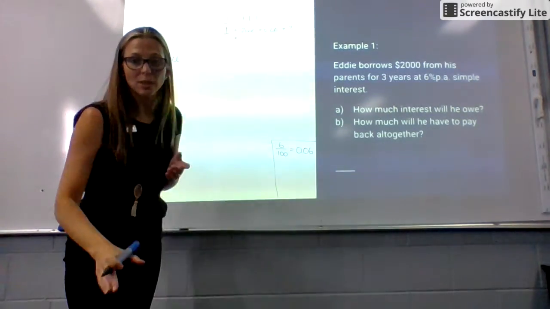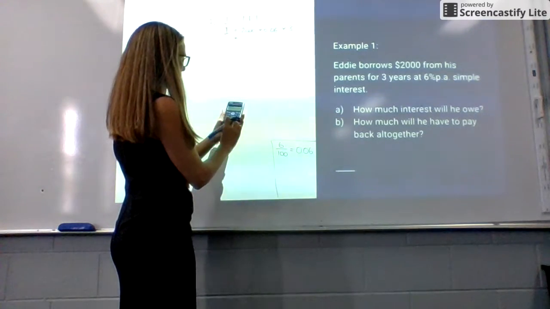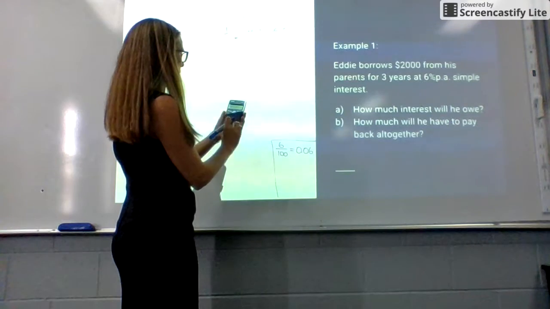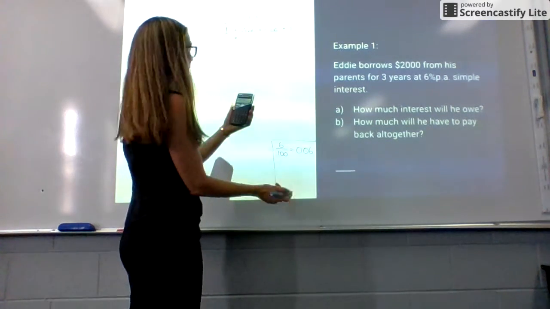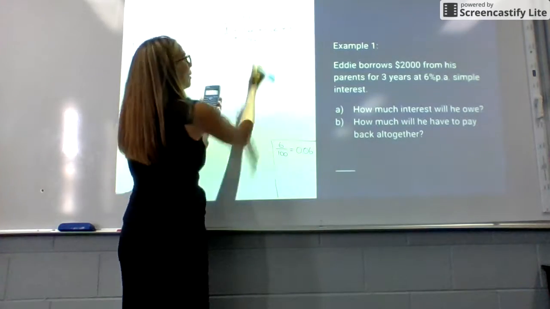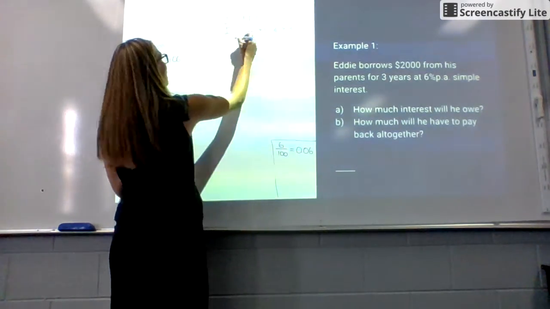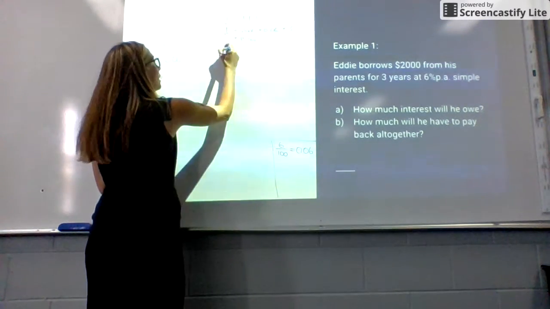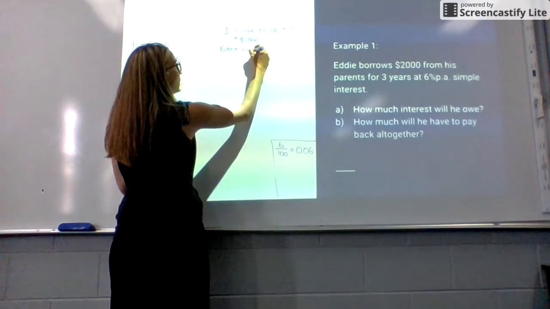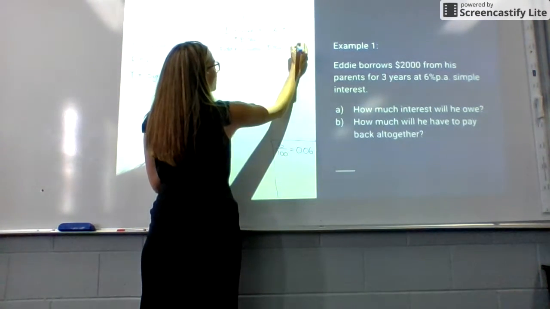Now, you can do these in your head, you can do it with a calculator. So let's have a go. 2,000 times 0.06 times 3, make sure you plug it in correctly, equals 360. Now we always think of units. What are we talking about? Interest. Interest is money. So Eddie owes $360 interest.